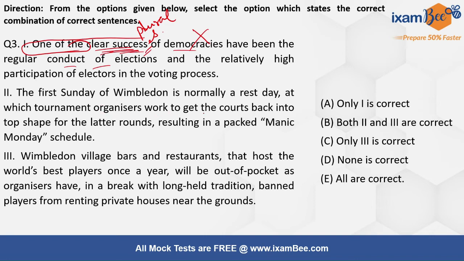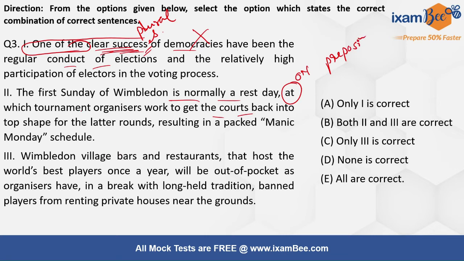Now second says, the first Sunday of Wimbledon is normally a rest day at which tournament organizers work to get. Now, when we read this, we know that the preposition at is incorrectly used. It should be on which. We are born on a particular day. It is a rest day on which something will happen. Okay, so on is the correct usage. Here is the error of preposition.